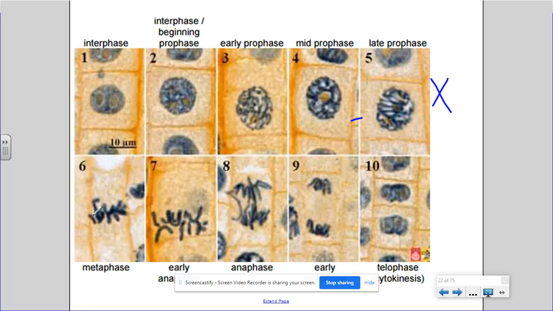Okay, metaphase, chromosomes line up in the middle. Anaphase, the chromosomes split. Remember, there are spindle fibers that are pulling them to opposite ends. And then we get into early telophase. Kind of tell there's a cell plate that's forming right here. And then we have telophase and then cytokinesis. We end up with two new cells with identical nuclei in each cell.